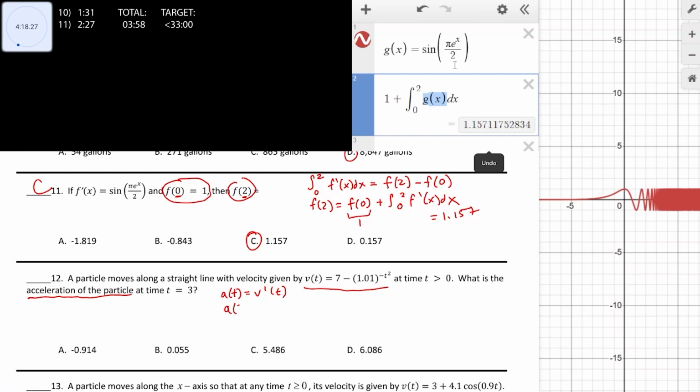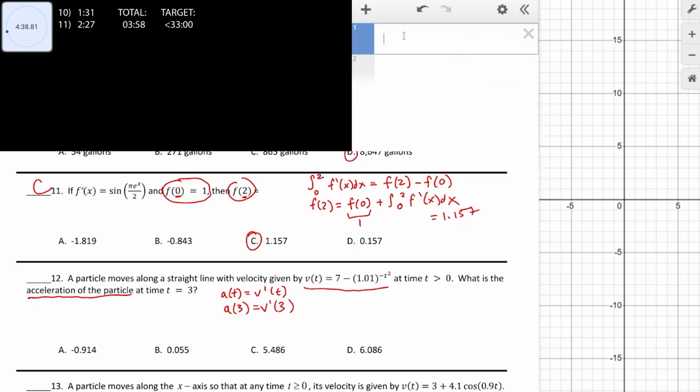So if we want the acceleration at time 3, we are just going to type into Desmos, once we get that v(t) function inputted, v prime 3, and it can actually handle that. You can't define derivatives directly, but if you define the function, then it can handle that notation with the little apostrophe there.